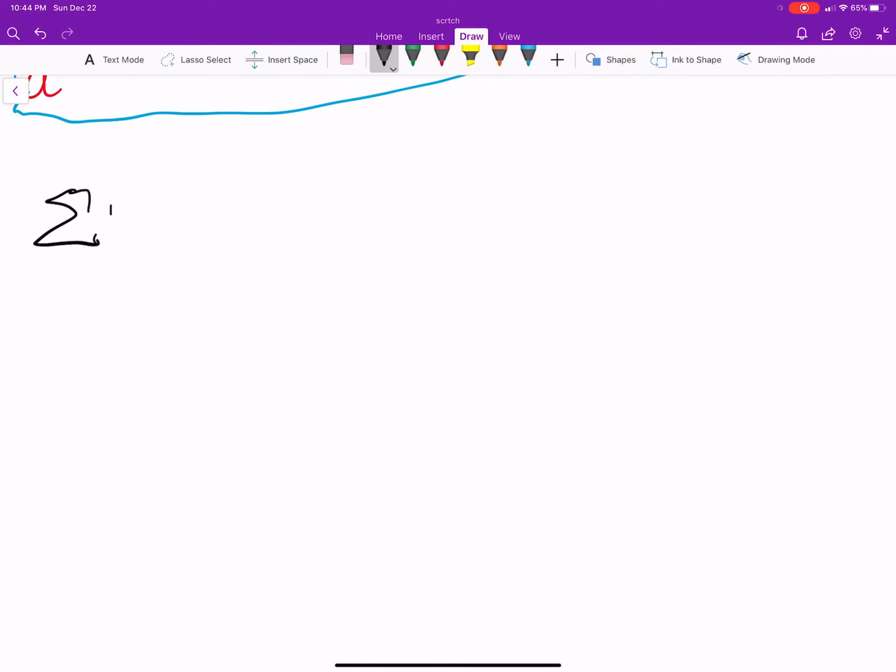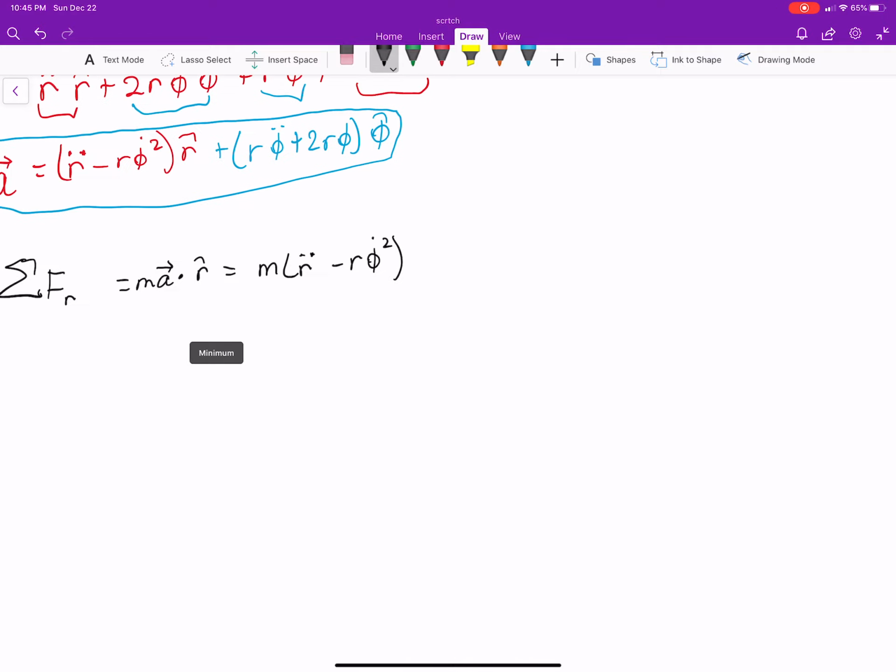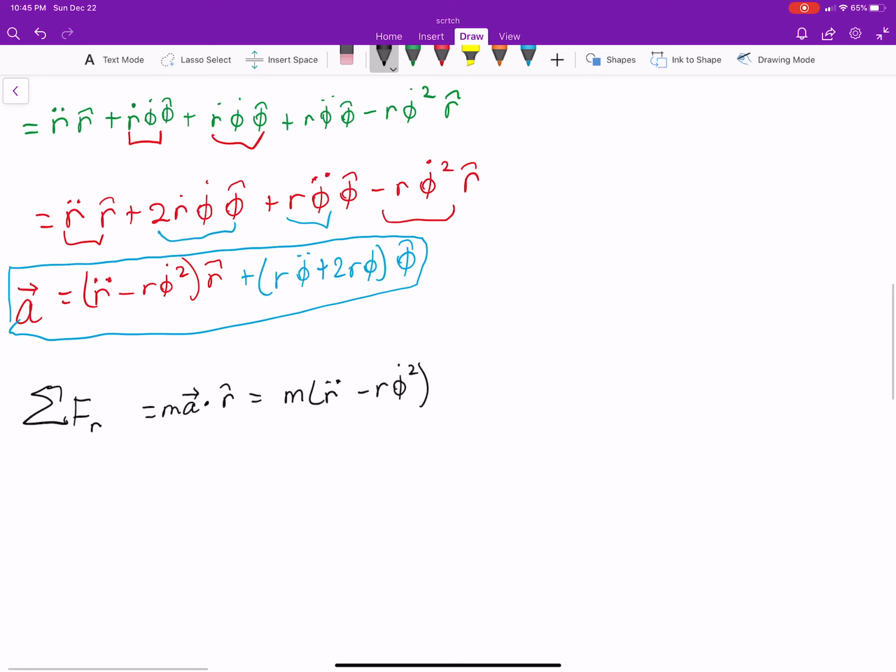The way we will think of this is the sum of all forces. Let's say we want to look in the r direction: that is equal to mass times acceleration dotted with r hat, which is equal to mass times r double dot minus r phi dot squared. As for the r hat, r hat dotted with r hat is just 1, because any unit vector dotted with itself is 1. And r hat dotted with phi hat is 0 because they're perpendicular.